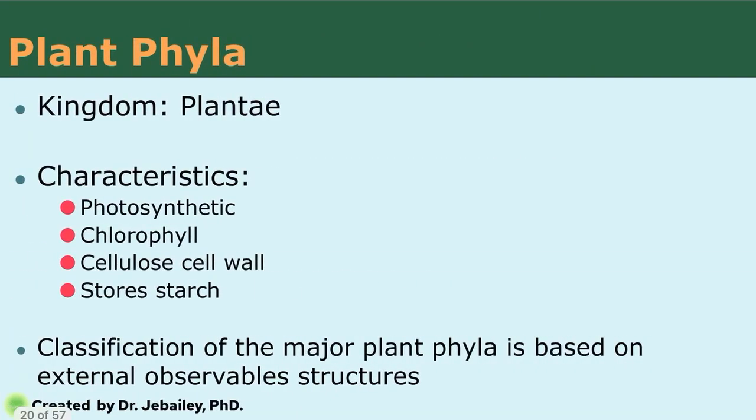So let's look at the plant phyla, right? In this case, the kingdom Plantae, we have many things in common. They have photosynthesis, chlorophyll, cellulose in their walls, and store starch. These are very common things you should know by now. So everything is based on external observation when it comes to the phylum of plants. So let's look at their external side.